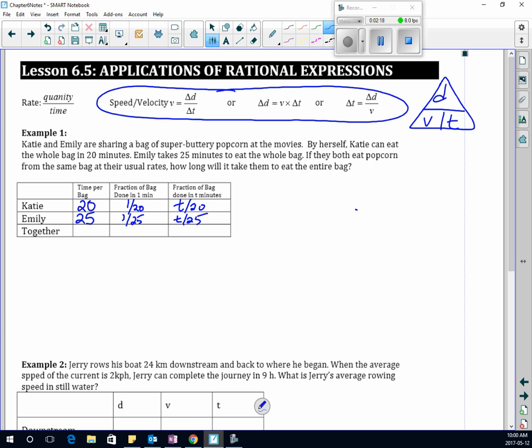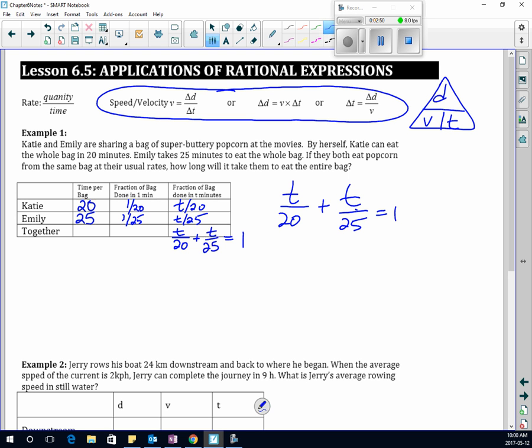And the fraction of the bag done together, whatever time it takes, should add up to one complete bag done, or 100% of the bag done. So there's where we get our equation, except I made a little mistake there. I have 20 instead of 25. Okay, so t over 20 plus t over 25 equals 1. Again, the hardest part is coming up with the equation, and then after that, you should be pretty good at solving.